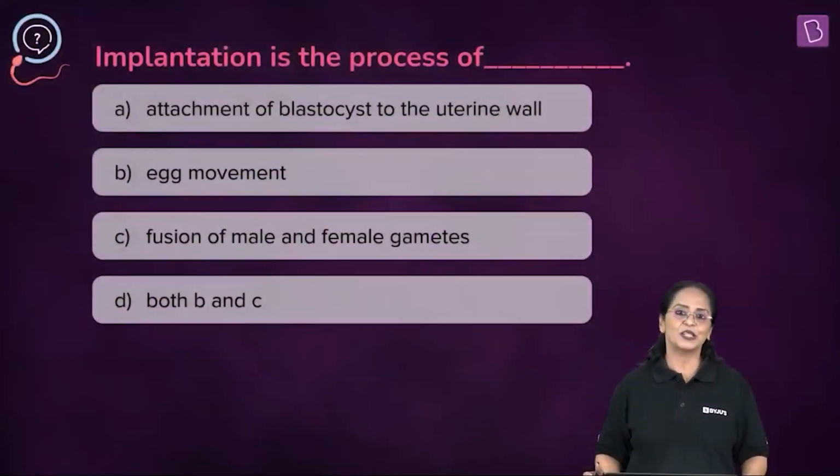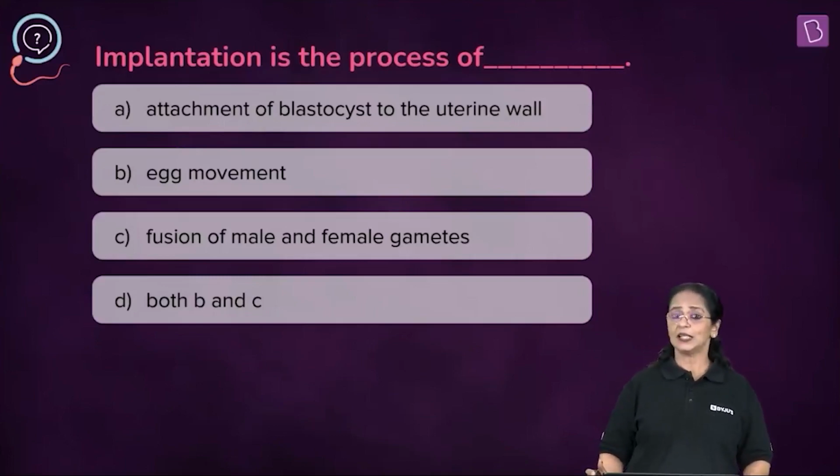A fill in the blanks question for you. Implantation is the process of dash. A. Attachment of blastocyst to the uterine wall. B. Egg movement. C. Fusion of male and female gametes. D. Both options B and C.